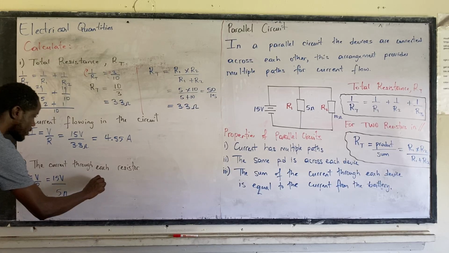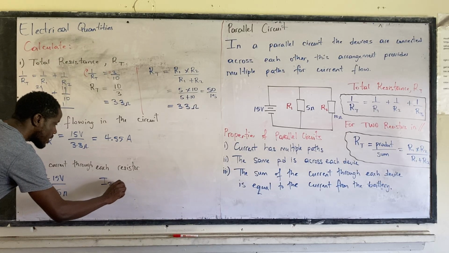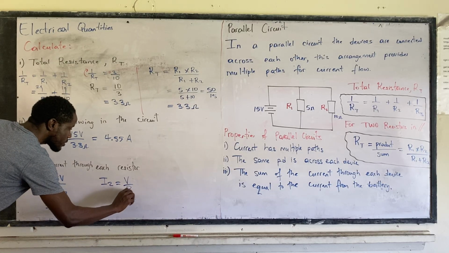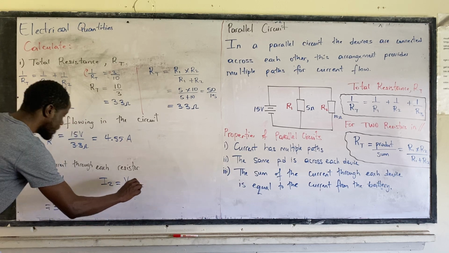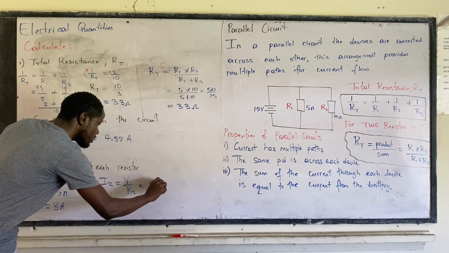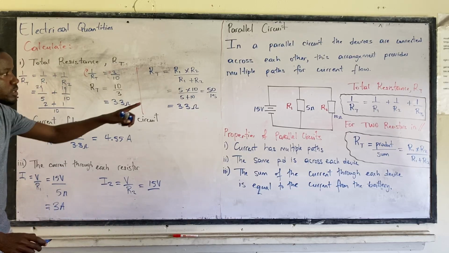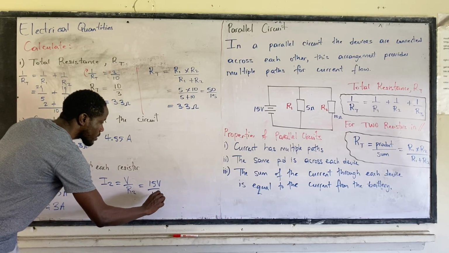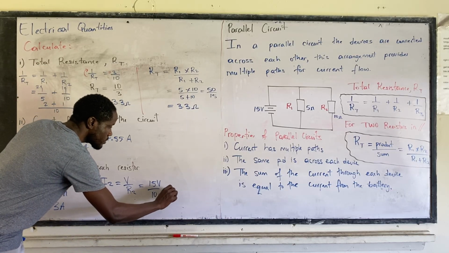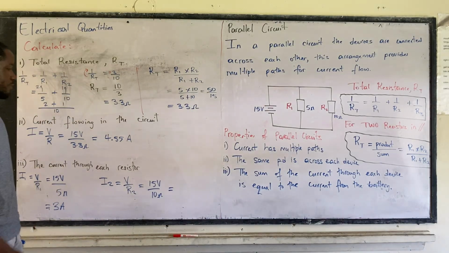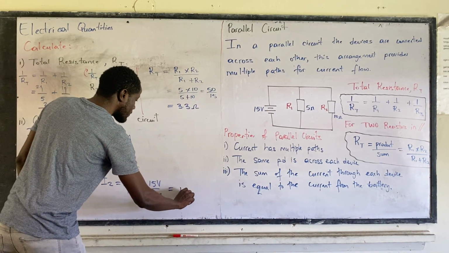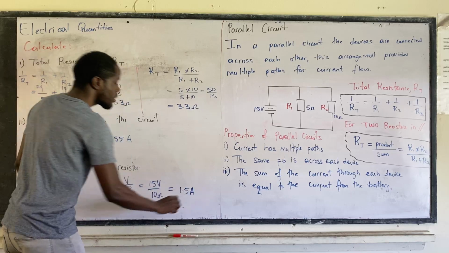So let's see it now. We're going to have I2 being equal to V over R2. So that now becomes V is the same 15 and R2 is 10. Okay, 10 ohms. And we get what? 1.5? 1.5, and this would be ampere.